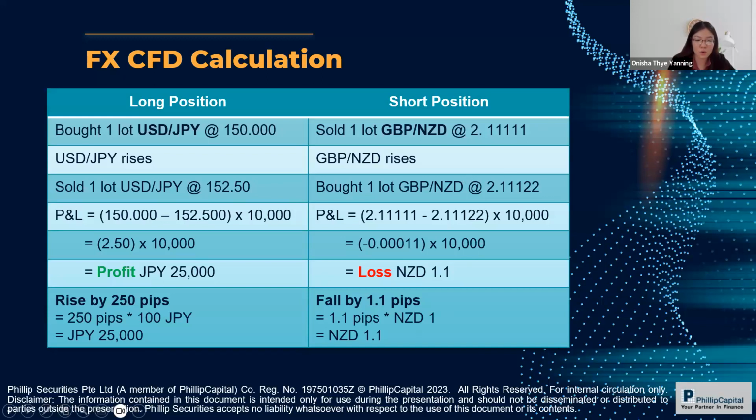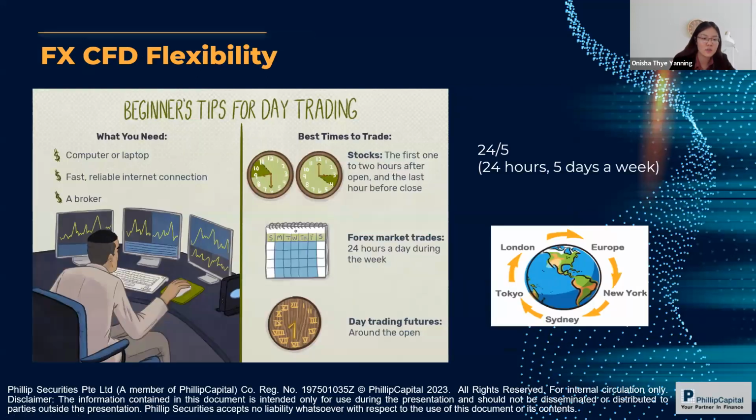Let's go. Why do we need to trade FX CFD? First and foremost, it gives you flexibility because it allows you to trade FX 24 hours and 5 days a week. This is suitable for people who work a 9 to 5 job, or people who want to do remote work, or who want to learn and start day trading. As you can see here, all you need is a computer or laptop, a reliable internet connection, and a broker.